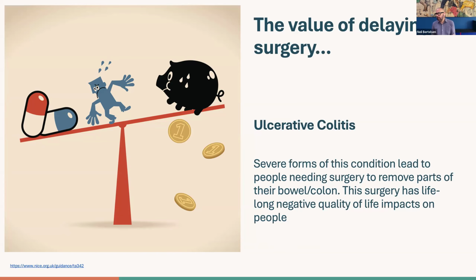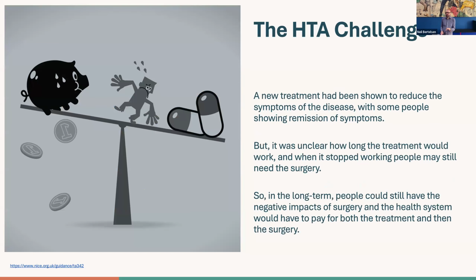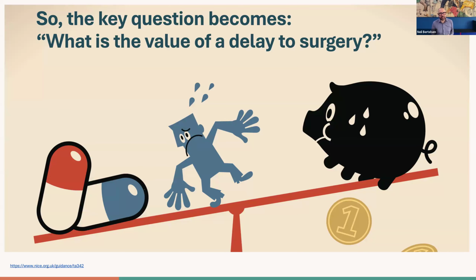So there was a new treatment that showed that this treatment reduced some of the symptoms, and some people went into complete remission, so they stopped having symptoms. But it was unclear how long this treatment would work for. It was assumed that eventually the symptoms would come back, and if they did, then they would still need the surgery. So in the long term, people could still have the negative impacts of surgery, and the healthcare system would pay for the surgery, but also pay for this treatment as well. So it was quite a difficult decision.